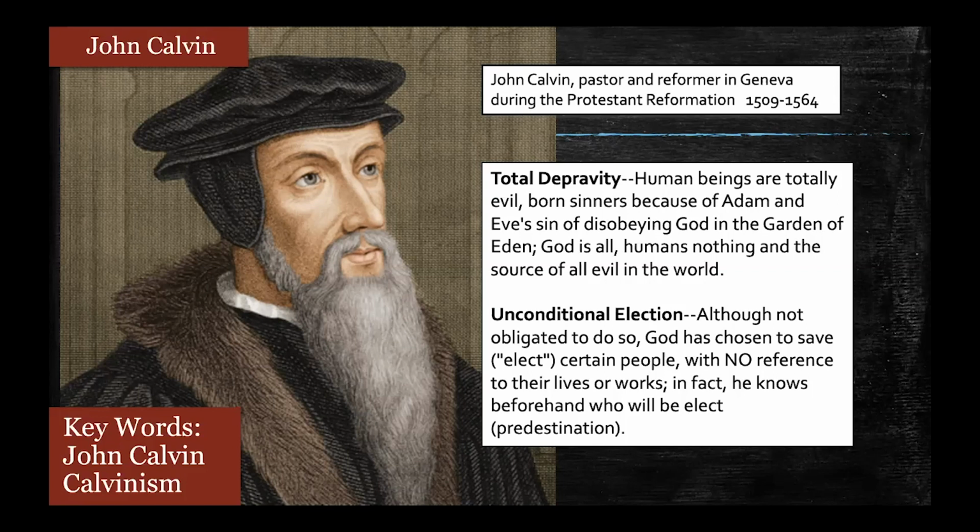Unconditional election. Although not obligated to do so, God has chosen to save, elect certain people with no reference to their lives or works. In fact, he knows beforehand who will be elected to go to heaven. This is called predestination. So every human born is totally evil and doesn't deserve the love of God. Now God, although he's not obligated to do so, has handpicked particular people to live with him forever in eternity. But nobody knows who that is, and no one knows if they're saved for eternal life.